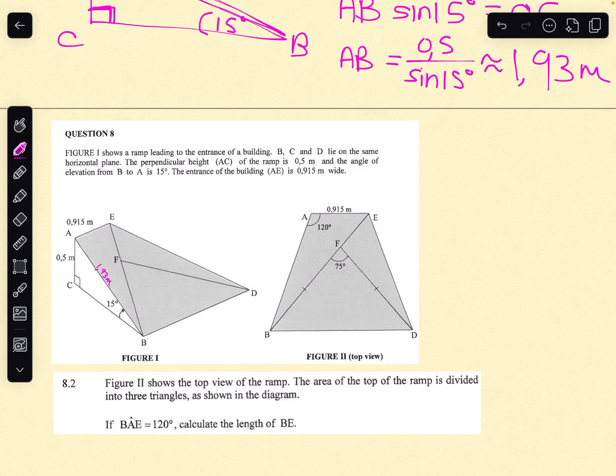So like I said, we know that this is 1.93 meters. And we're trying to work out the length of BE. We have an angle and the two sides flanking it. So this is a candidate for cosine rule. Remember, two sides and the included angle, that is a cosine problem. So I'm just going to quickly label my sides. BE is little a, AE is little b, and AB is little e.